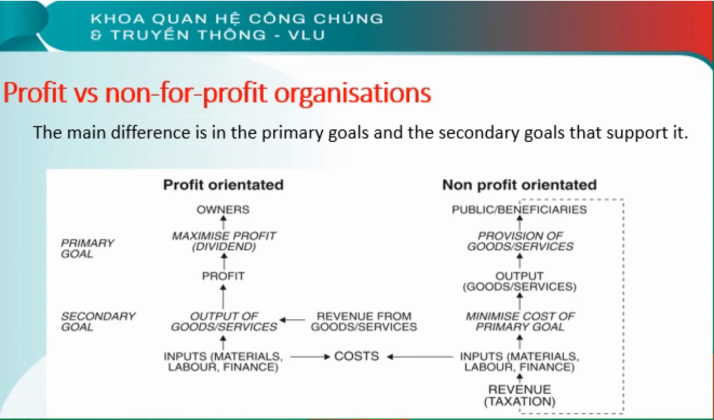But non-profit organizations are not like that. The primary goal of non-profit oriented organizations is to serve public benefits and interests by providing goods or services, not focus on making a profit. Funds for their activities, such as buying materials and paying labor salary, come from governmental revenue from taxation. Because of the limited budget set by government regulations, they have to minimize costs during the implementing process to make output.